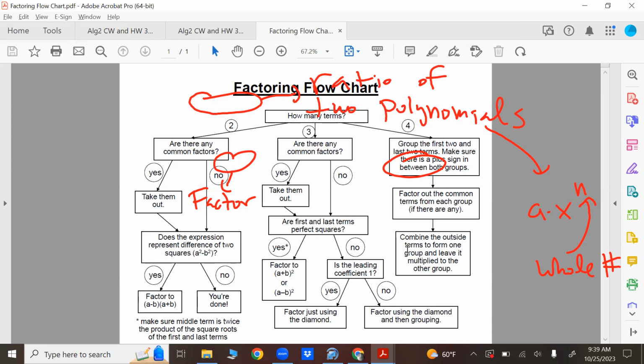Clearly I have three terms. There are no common factors. The first and last terms are not perfect squares, but the leading coefficient is not 1. So I'm going down the flowchart, right? Three terms. Common factors, no. First and last terms are not perfect squares either; there's 2 and 3 as the leading coefficients. Then is the leading coefficient 1? No. So we have to use that diamond, grouping, or area model, whatever you want to do.